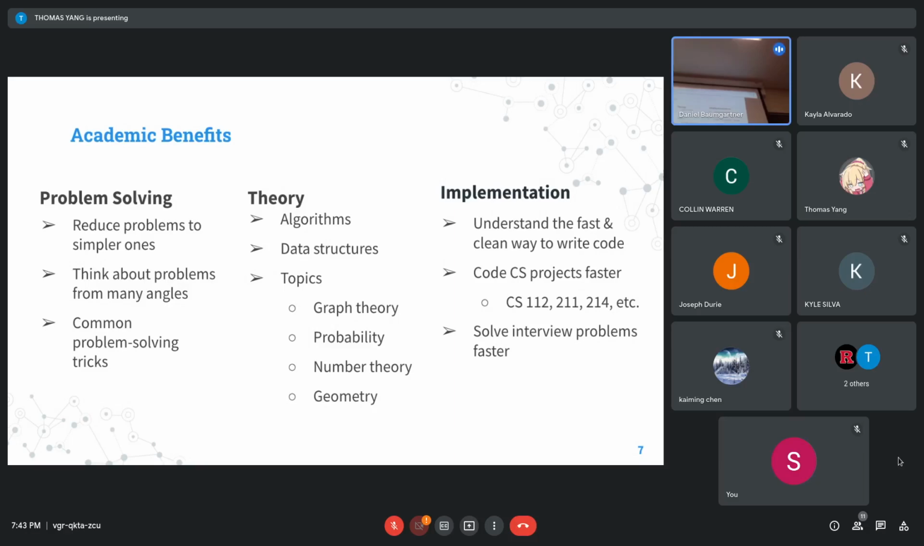And we have to think about problems from many different angles. We have a lot of discrete math, a lot of continuous math, although I'm kind of bad at that. Graph theory, algorithms in general. Those are going to be a lot of it. And we teach common problem-solving tricks, especially in competitive programming and programming in general.